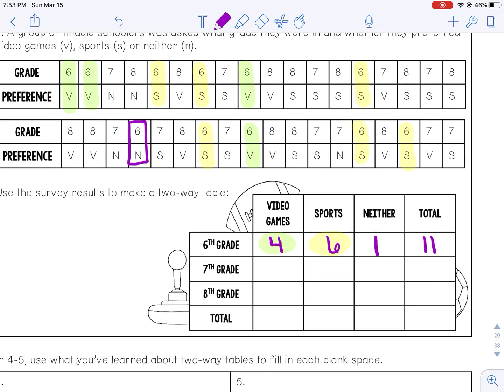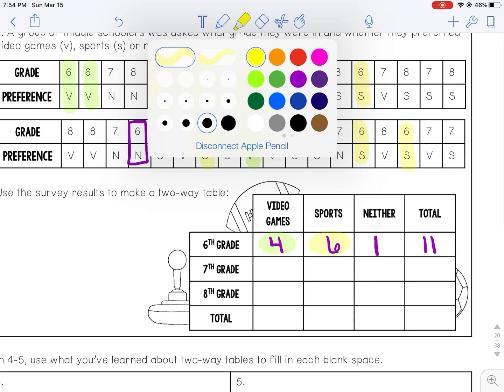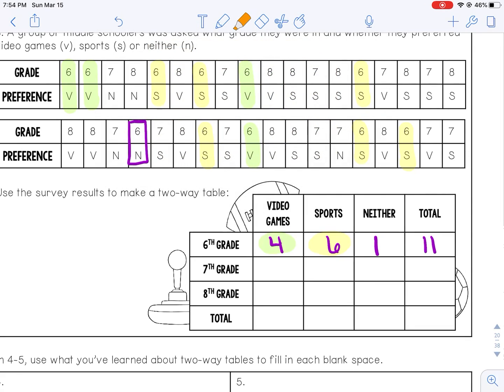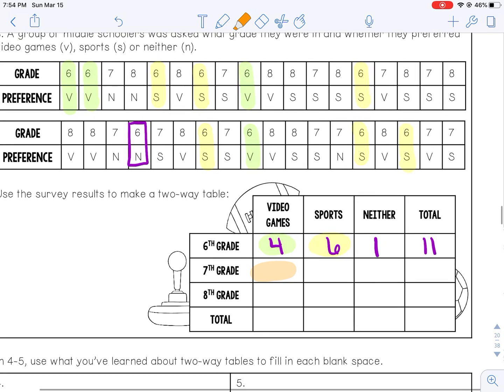their opinion. Okay, now I'm going to go to 7th graders who like video games. Okay, so I'll do orange. So 7th graders, video games. So there's 1, 2. I don't think I see any more.